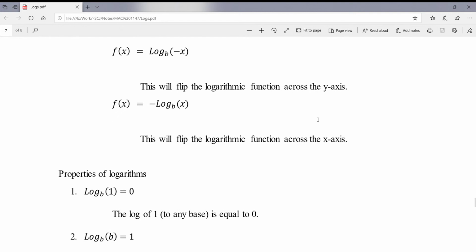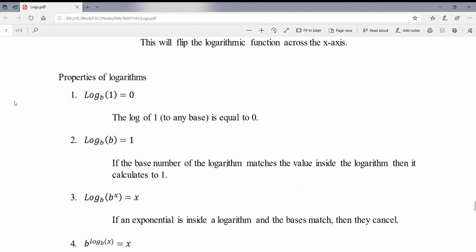All right, properties of logarithms. So we've got several properties. Property 1 says this: log base b of 1 is equal to 0. So what this effectively says is the log of 1, no matter what the base is, is equal to 0.